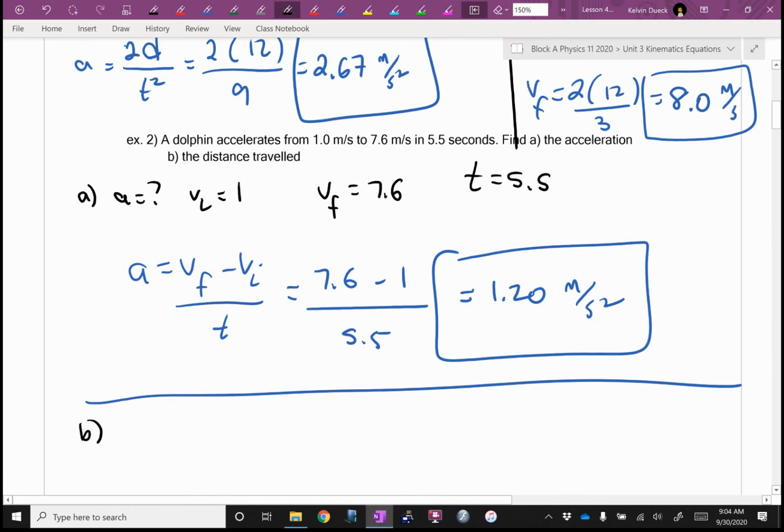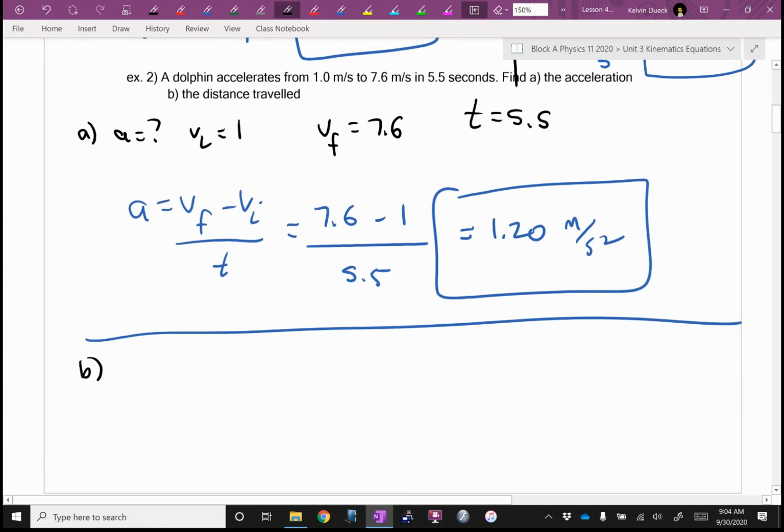B. Now, to find the distance traveled, I could use D equals VIT plus a half AT squared, but you know what? If I can avoid using A, I'll try to. What equation? Is the D by itself already? Hey, it's a win.